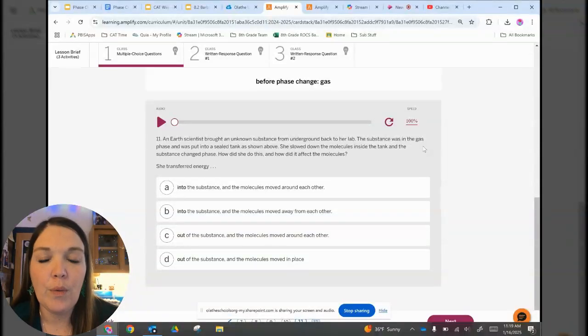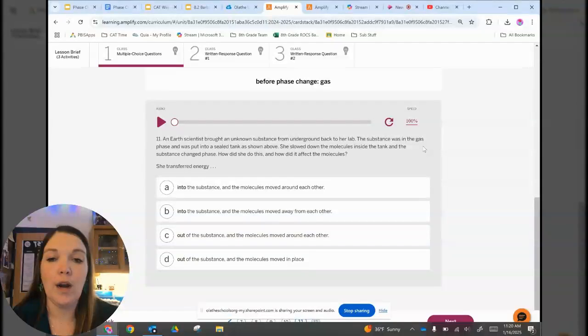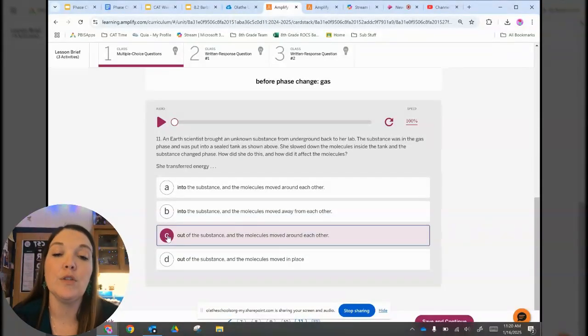Okay, so our correct answer for number 11 is C. She transferred energy out of the substance and the molecules moved around each other.